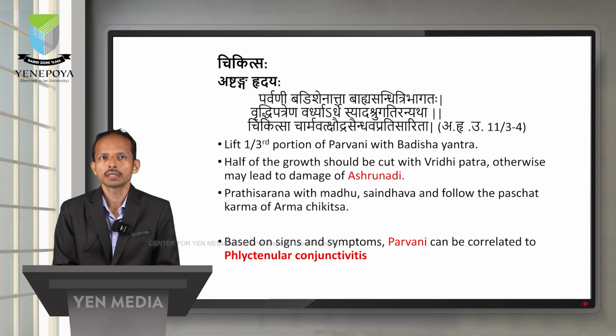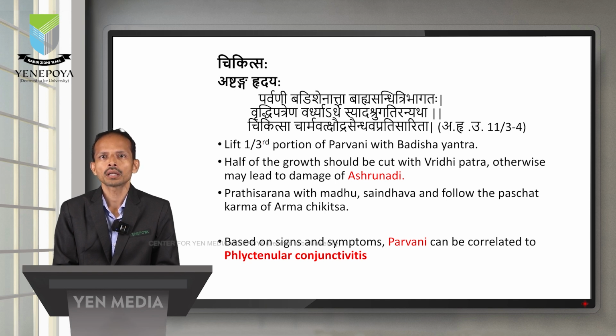Chikitsa, as per Ashtanga Hridaya: Parvani Badishonatam Bahya Sandhya Tribhagataha Vruddhi Patrena Vardyam Ardhe Syat Ashru Gatiranyata Chikitsa Charmavat Kshaudra Saindava Pratisarita. Here Parvani has to be lifted. It is a Shastra Sadhya Vyadhi. Parvani has to be lifted with the Badisha Yantra, and from the one-third of the Bahya Sandhi, it has to be cut with the help of a Vruddhi Patra.